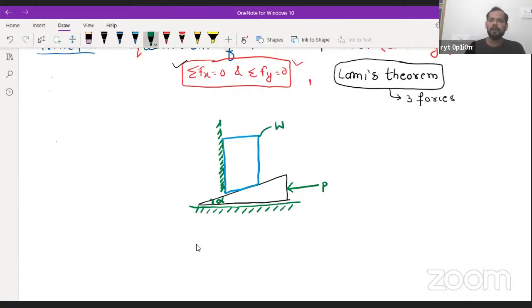So what will happen if we apply a force P in the leftward direction? This block will come downward. So what will happen if we are applying a force of P in the leftward direction? Answer please. This block will come downward. Where will it come?